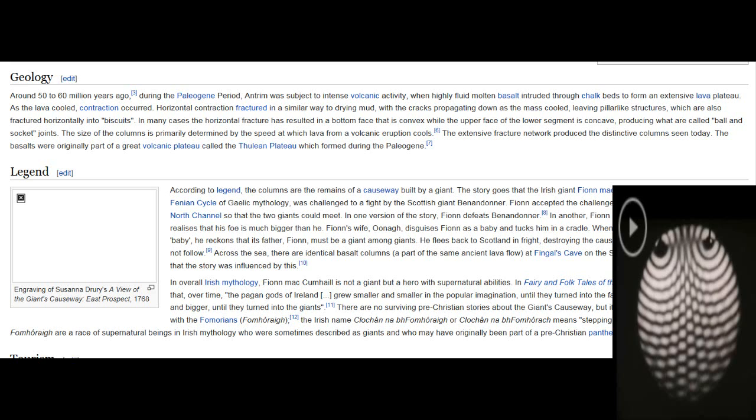The size of the columns is primarily determined by the speed at which lava from a volcanic eruption cools. The extensive fracture network produced the distinctive columns seen today. The basalts were originally part of the great volcanic plateau called the blah blah blah. Well, let's just go back to number 6 there. The extensive fracture network produced the distinctive columns seen today.